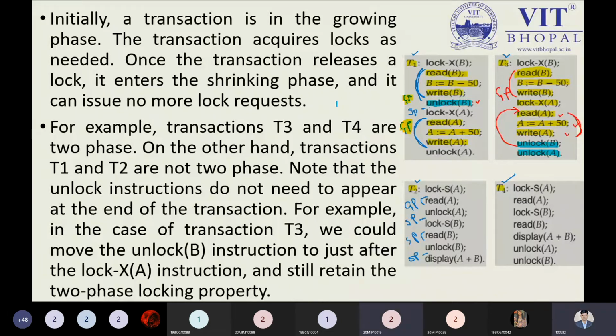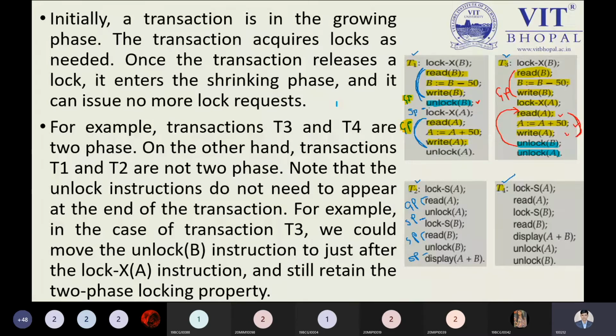Okay, sir. So it means in transaction 1, unlock A is also shrinking phase, right? Yes, definitely. See, in the growing phase, we can use multiple locks. There will be no issue. But in the shrinking phase, we can use only unlock. If we are using a lock, then that will not be considered a shrinking phase. So before that part will be considered a shrinking phase only. So here we have unlock A, unlock B. These two will be considered the shrinking phase.